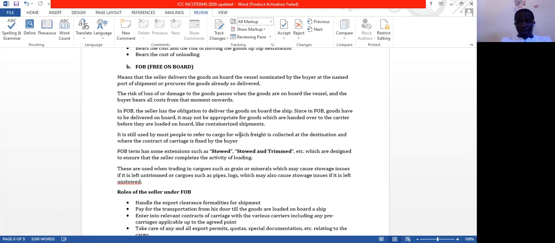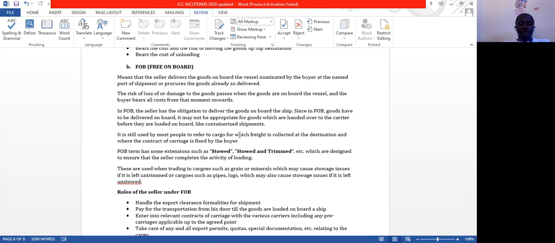Since in FOB, goods have to be delivered on board, it may not be appropriate for goods which are handed over to the carrier before they are loaded on board, like containerized shipments. So it is still used by most people to refer to cargo for which freight is collected at the destination and where the contract of carriage is fixed by the buyer.